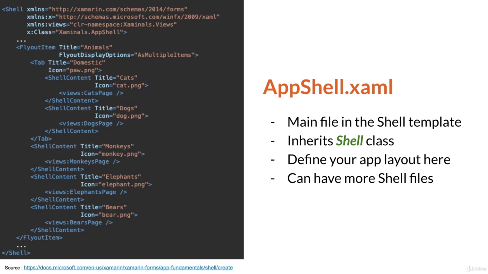those components. In your project, you can also have multiple Shell files if your application is bigger and you want to divide it into smaller sections. In the image here, you can see an example of the Shell file. We use FlyoutItem to define the side menu item and Tab for tab bars.